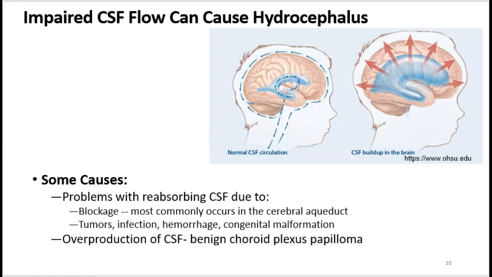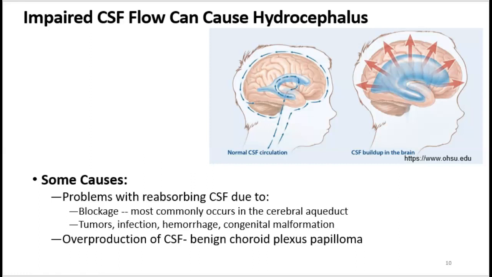If for some reason the choroid plexus is overproducing CSF, that of course would increase the volume of the ventricles and put pressure on the brain, resulting in the condition hydrocephaly. The only case that I know of where CSF is overproduced is when there is some sort of a tumor in the choroid plexus. It's usually benign, it doesn't spread, but it would have to be removed.